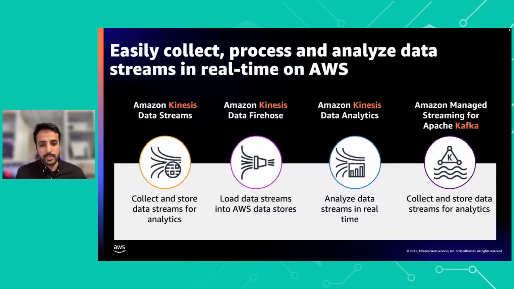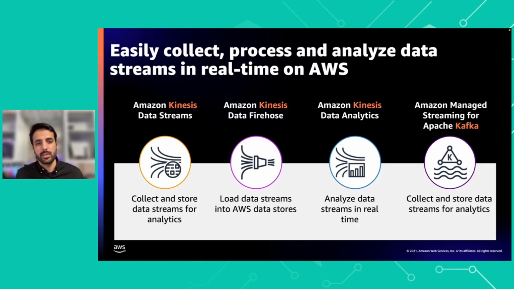So AWS makes it easy for you to collect, process, and analyze data streams in real time. We have a variety of services that have been around for a while that help you do that. We have Amazon Kinesis Data Streams, which is a homegrown native solution for collecting and storing data streams for analytics. It's capable of storing high volumes of data at low throughput. It's one of the lowest cost data streaming solutions out there. And on the other side, we also have Amazon Managed Streaming for Apache Kafka, which is basically another solution to collect and store data streams for analytics. It runs open source Apache Kafka and lets you run open source Apache Kafka workloads on a managed service.